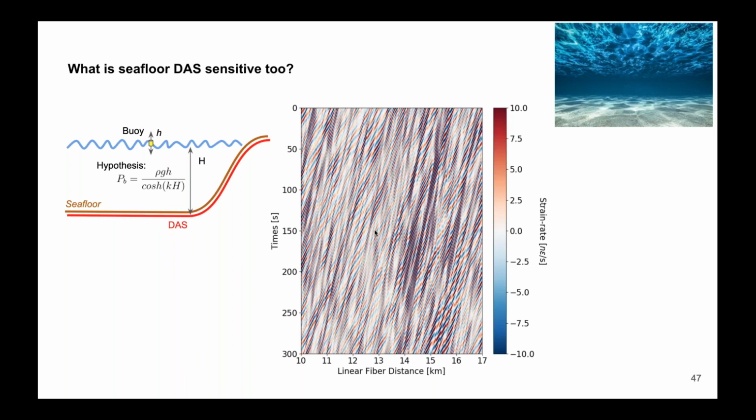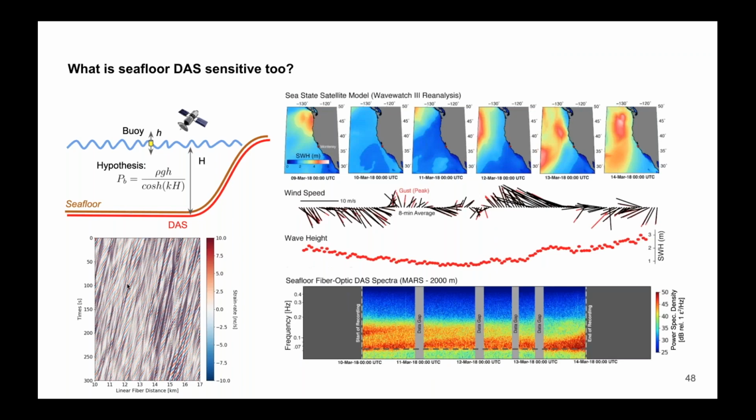But just as a first cut, we can see this connection between the surface wave height and the change in pressure. So, for example, during the 4 days, here's what the satellite significant wave height looks like. So there's Monterey Bay there. And this is significant wave height of several meters.